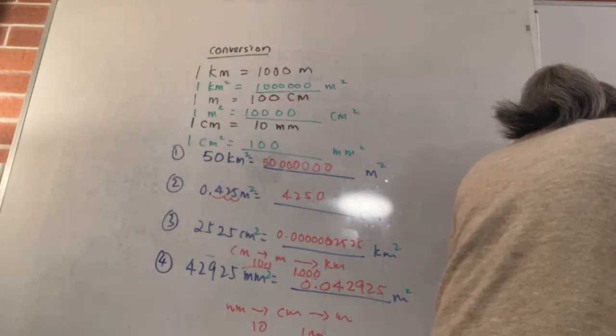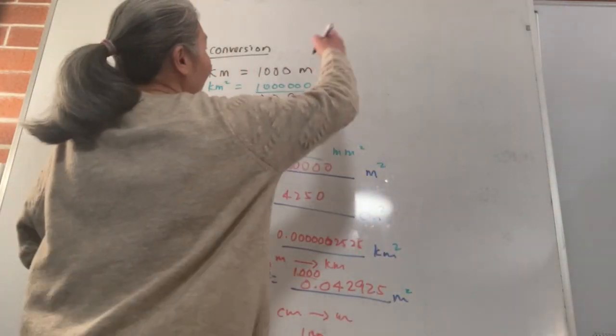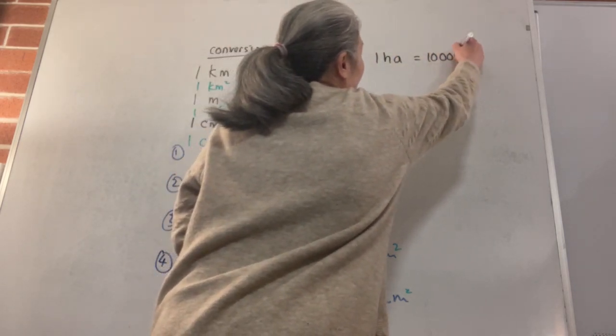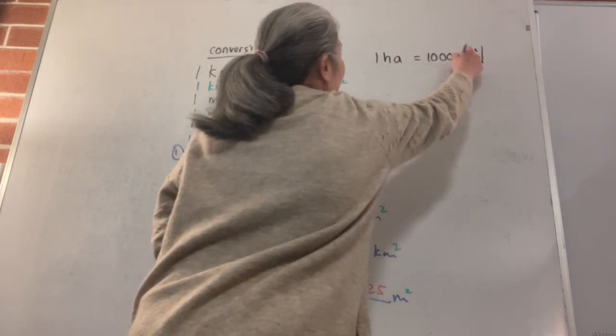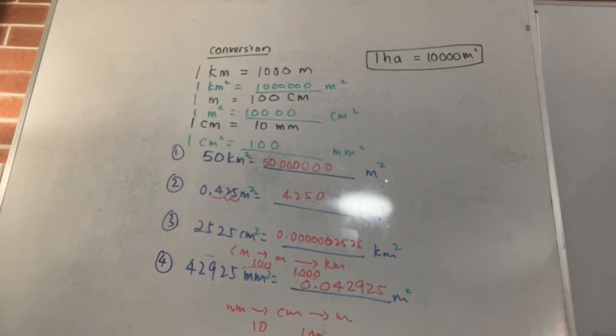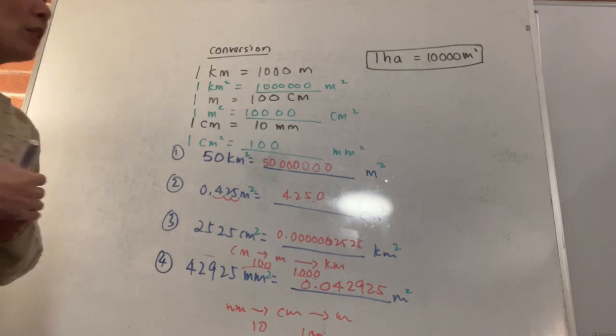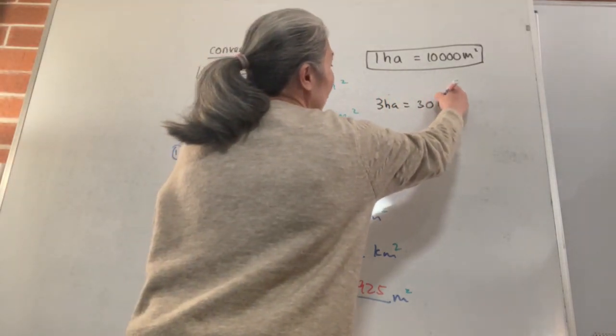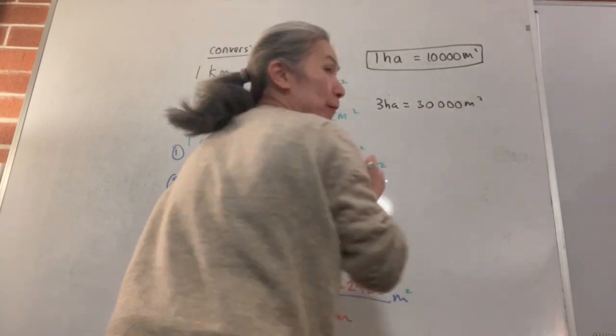And oh, one more. I did not write that. 1 hectare equal to 10,000 meters square. This is something special about meter square. 1 hectare equal to 10,000 meters square. So if I have 3 hectares, of course it's going to be 30,000 meters square.